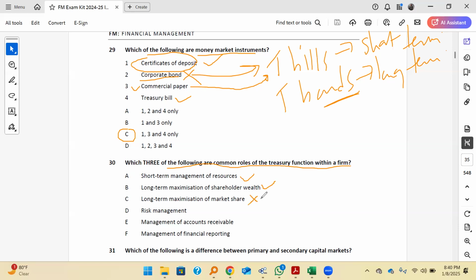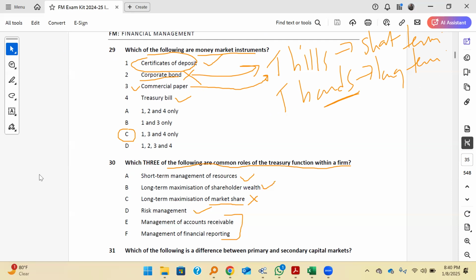Because remember this one, we saw that this is not a financial objective, therefore, it's not under the finance manager's docket. Then, when it comes to risk management, that is one of them. Then, receivables and the financial reporting, these ones are not their roles.